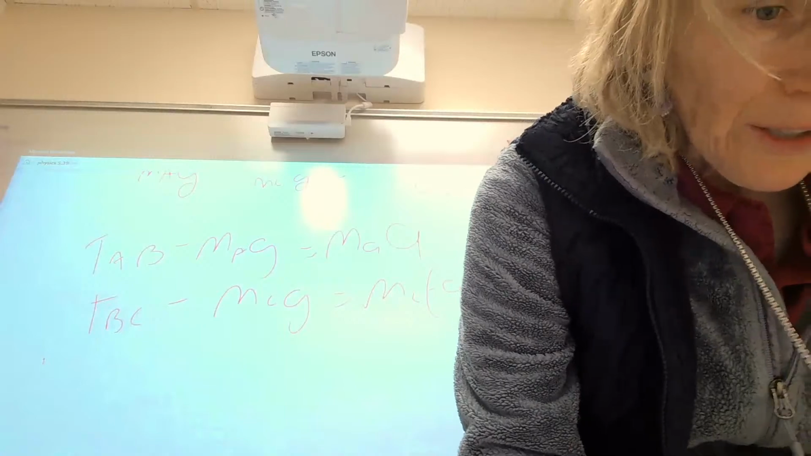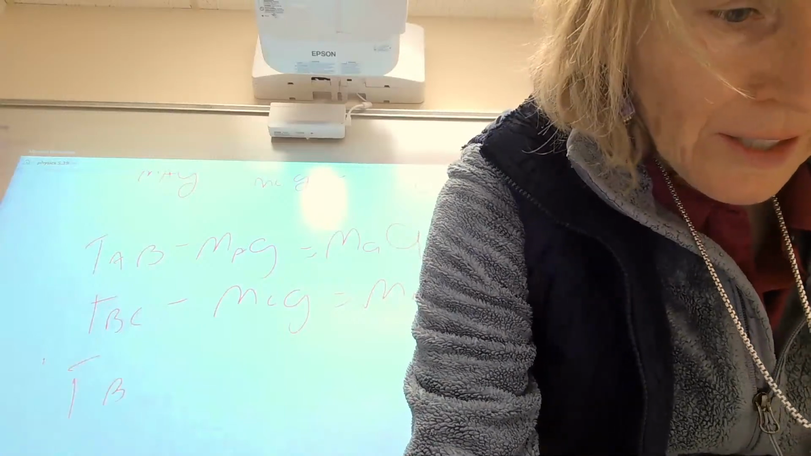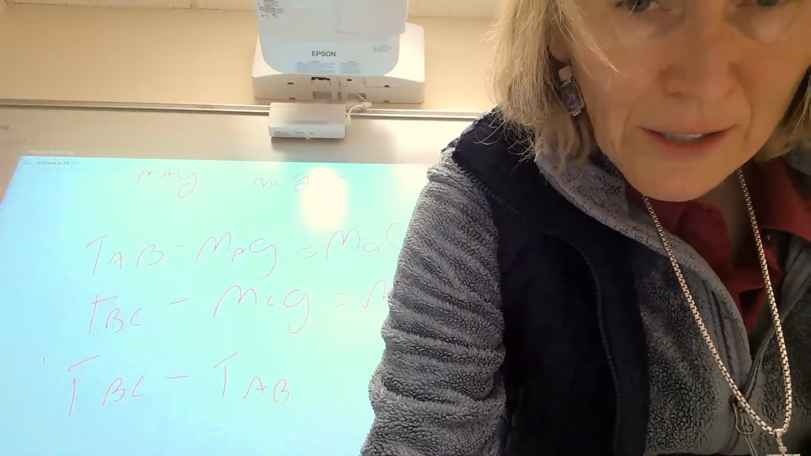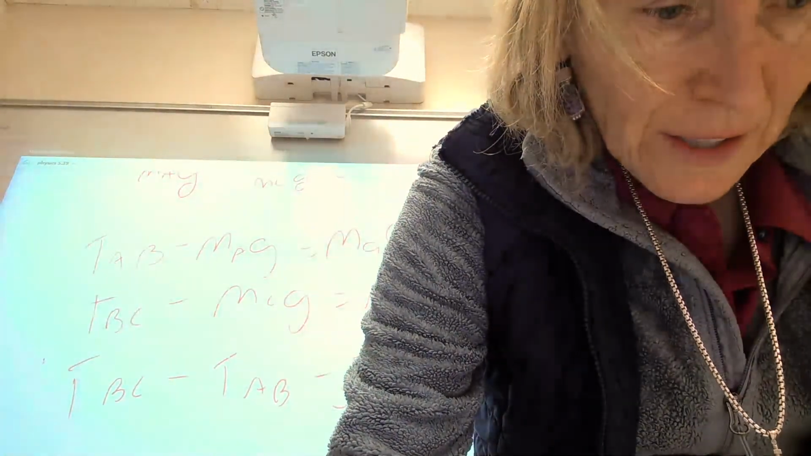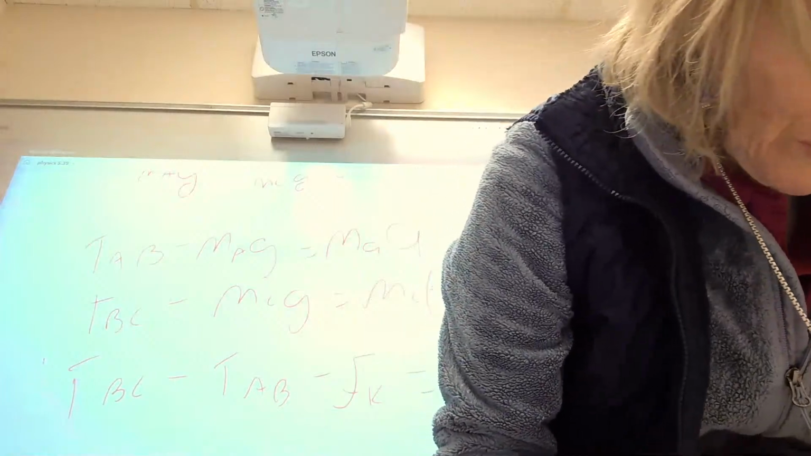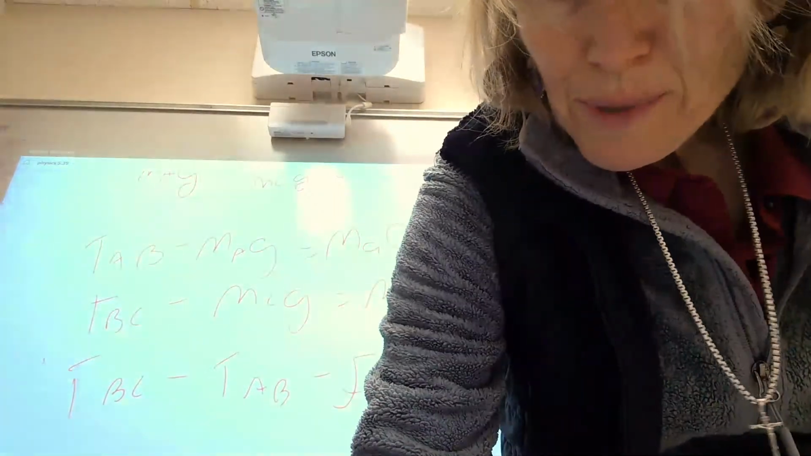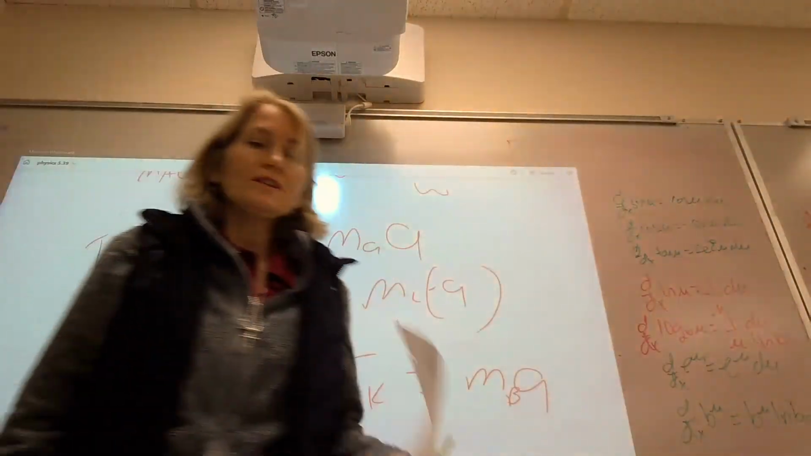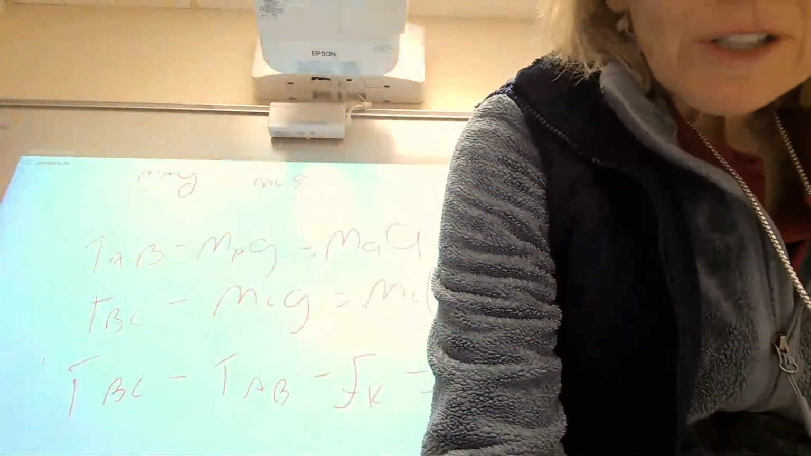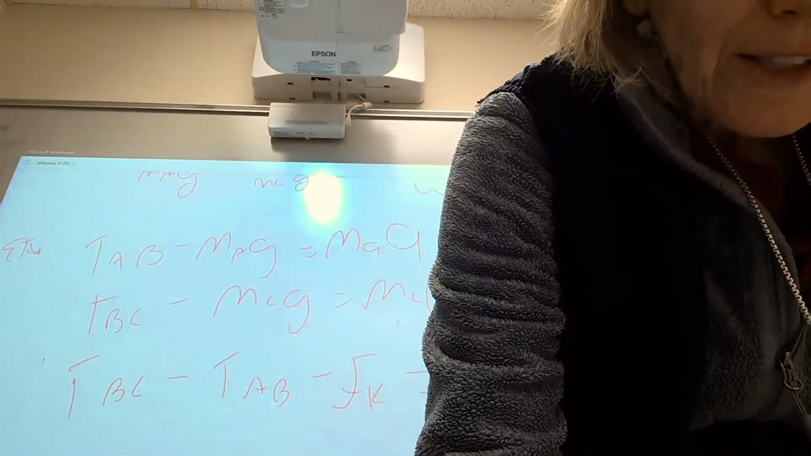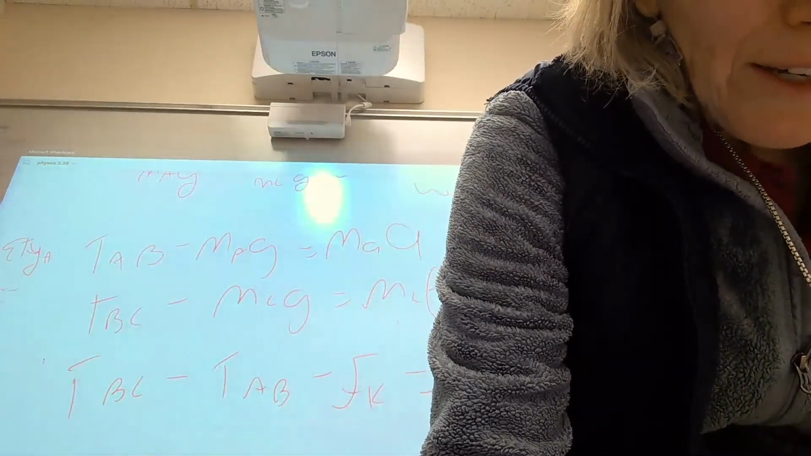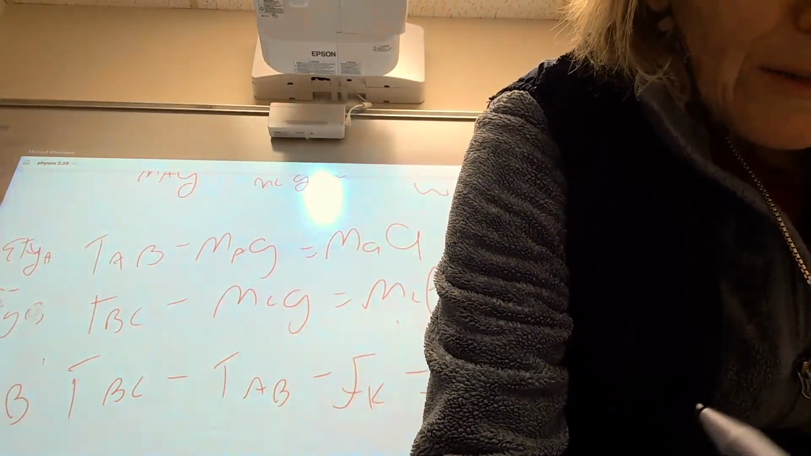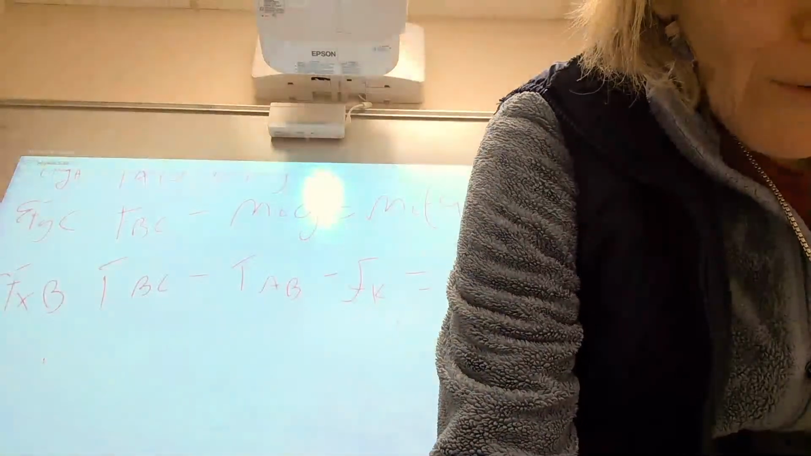And then in the middle, we have TBC minus TAB minus FK is equal to MBA. Okay, these are our three main equations. And then we have the sigma Fy, so these are sigma Fy for the hanging blocks, sigma Fya, sigma Fyb, sigma Fxb, oops, this was C. And then we need sigma Fyb.